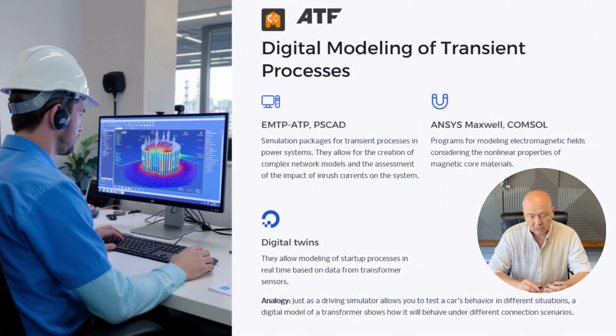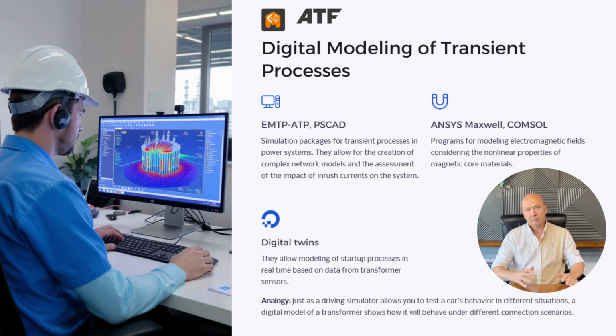Today's modeling tools allow engineers to simulate transient behavior in detail. They use platforms like EMTP, ATP, and PSCAD for grid-level analysis, ANSYS Maxwell or COMSOL for electromagnetic simulations, and digital twins, real-time models fed by sensor data. It's like a driving simulator. Before getting into a real car, you can test what happens in any scenario. A transformer twin does the same for electrical events.